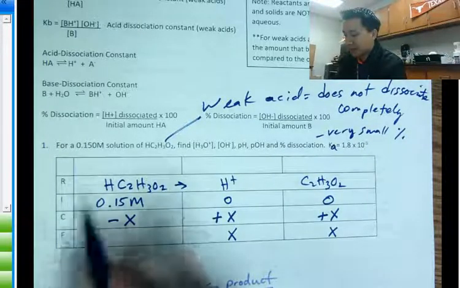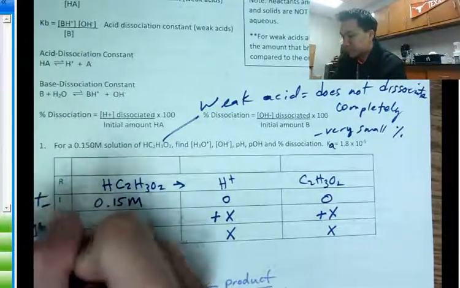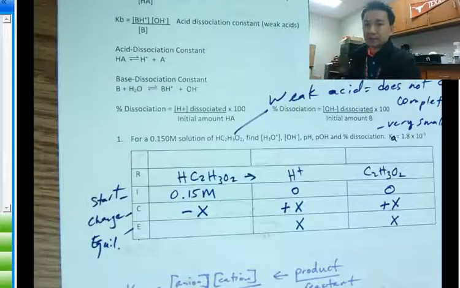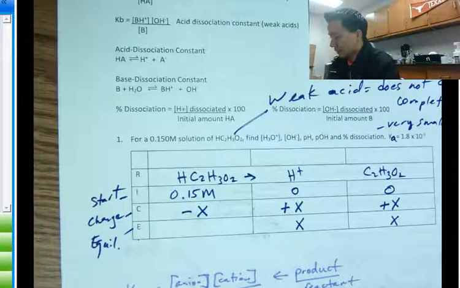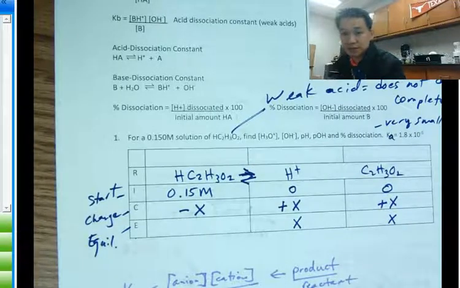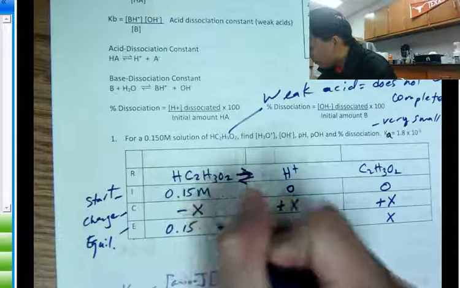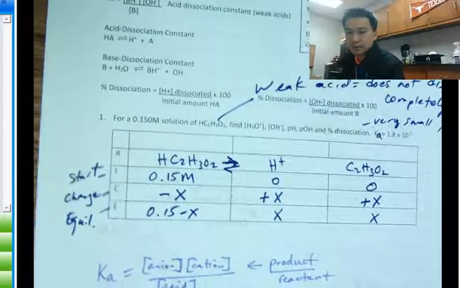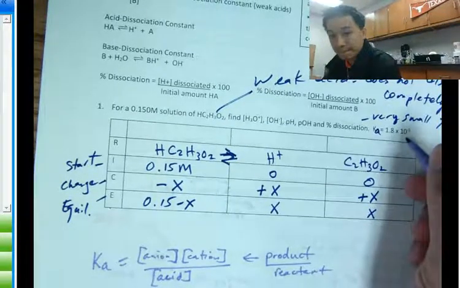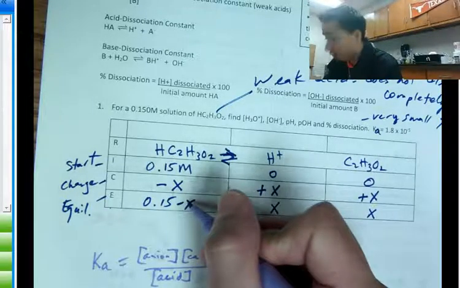I is the initial, the start. C is the change, and E is equilibrium, the constant when the forward and backward reactions are the same. Oh, I'm sorry, I forgot this: it's forward and backward, so it's a double arrow because this is a weak acid. So this is 0.15 minus x. When the Ka is small, this x here is going to be very small as well.